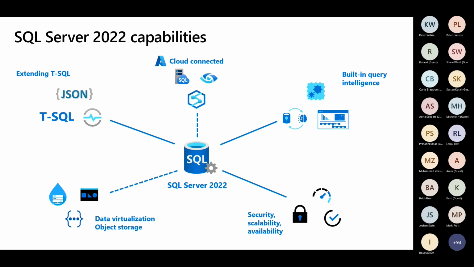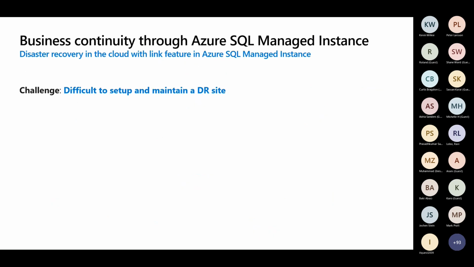So this is the Wheel of Power. These are the major capabilities that we're doing. And you're going to see me spend more time on the ones to the right over here today, because these are the ones that are probably going to have the biggest impact to you in your organization and in your application. So let's start with cloud connected.